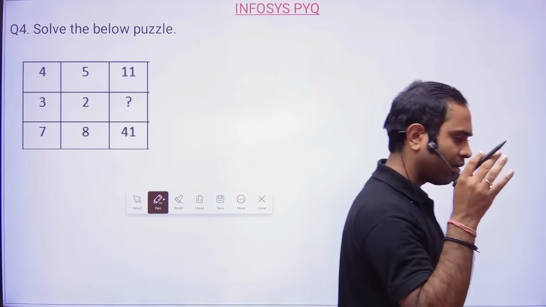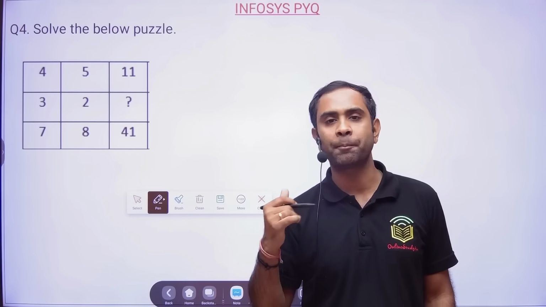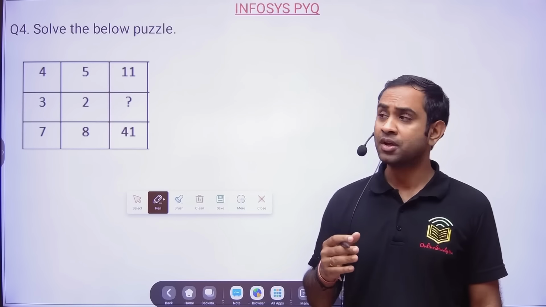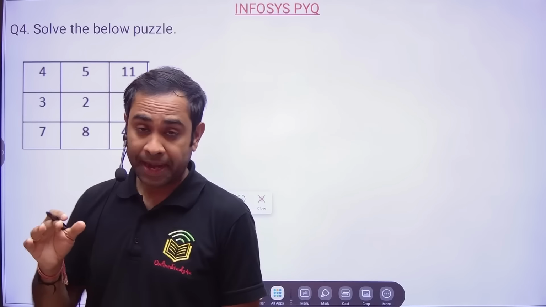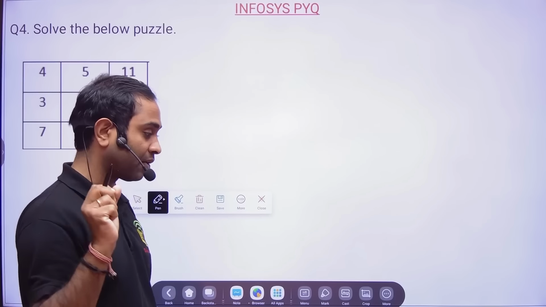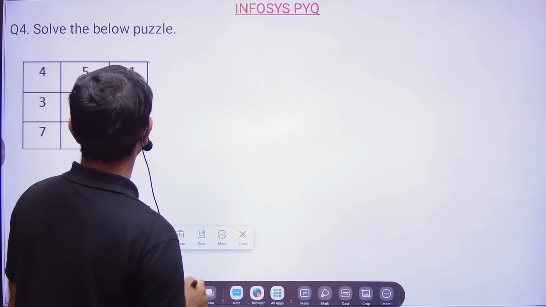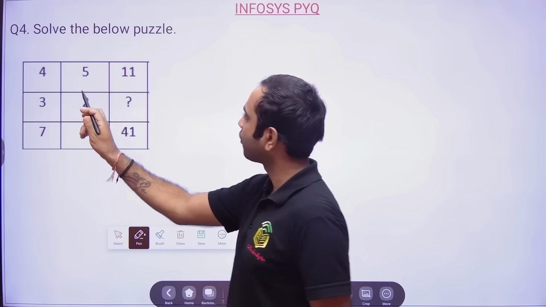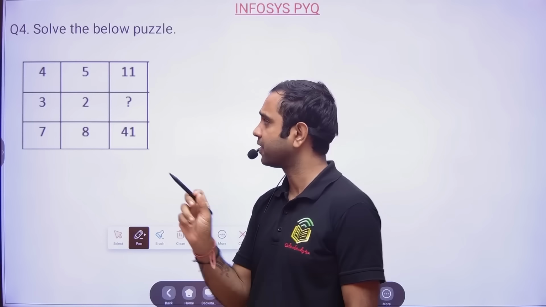Where you will be losing your patience is during the puzzles. When you solve the puzzles, that is the time you will start losing your mind, your patience, and you will get irritated in the exam, right? So all those things happen. So how to solve this particular puzzle? Here we have 4, 5, 11; 3, 2, what?; 7, 8, 41. Getting the logic is very, very important.